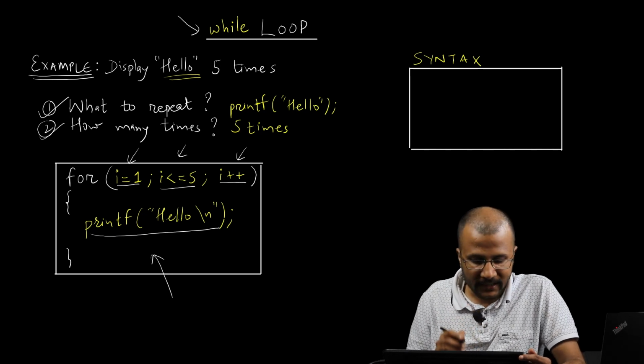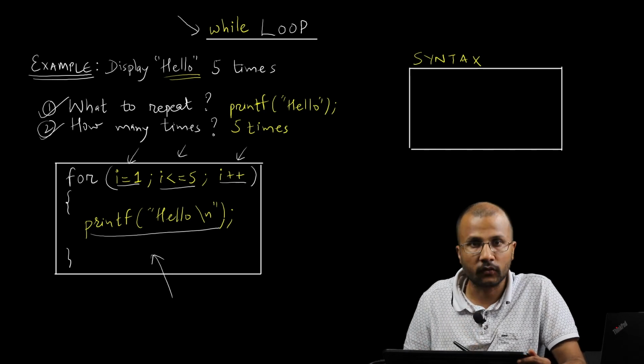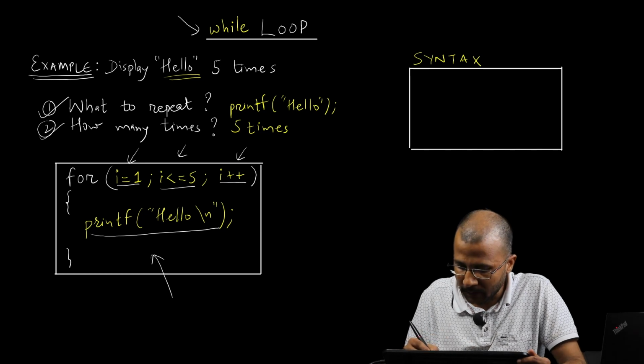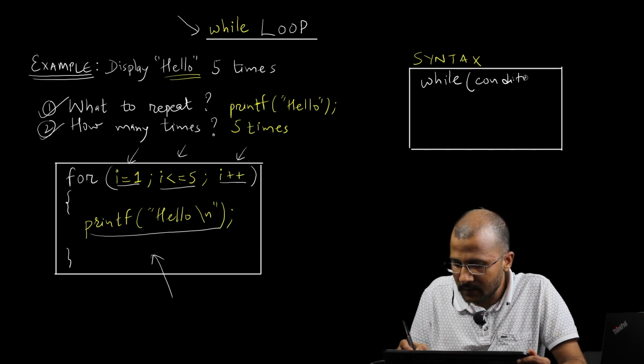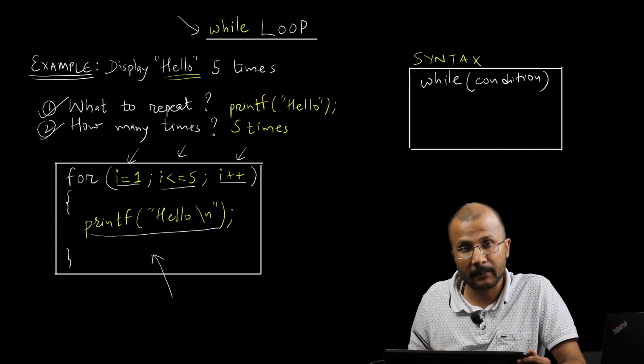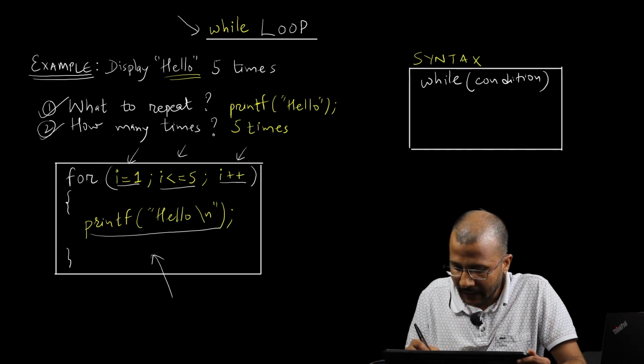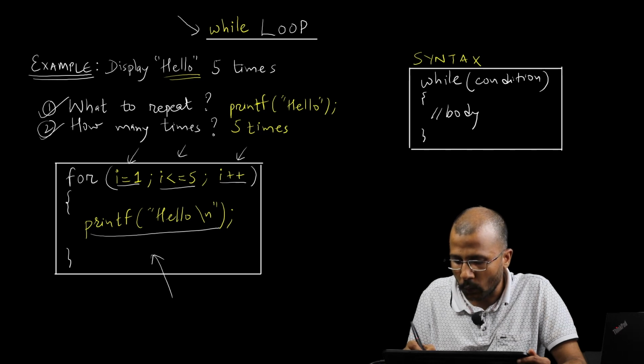Now let's first look at the syntax of the while loop. The while loop is very simple. There is a keyword called while in small letters. You open the parenthesis and write a condition. You write just one component inside the parenthesis, that is the condition, and you open the brace and here you write the body of the while loop.